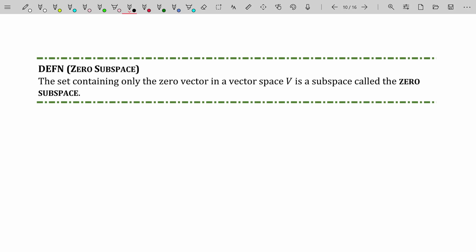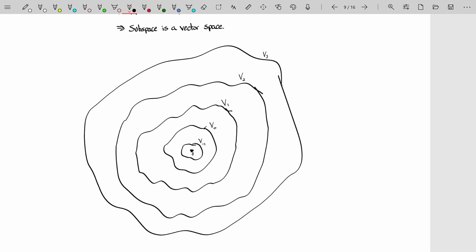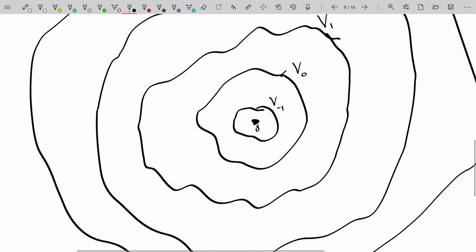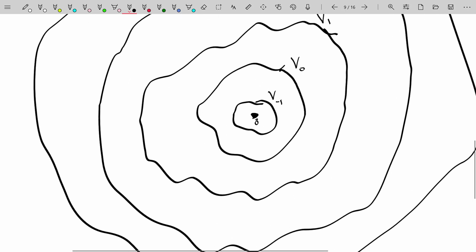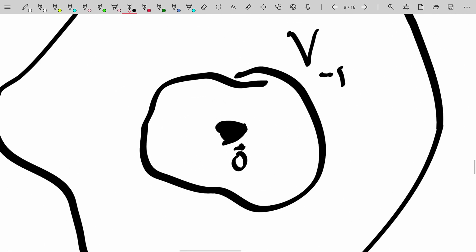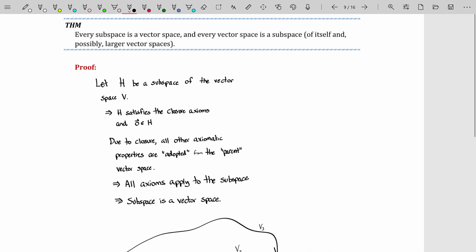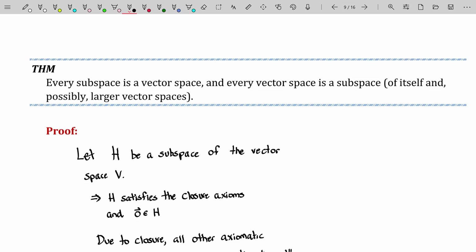So again, looking back at that picture, remember that every subspace has to contain the 0 vector, and every vector space has to contain the 0 vector. So if I had a bunch of containing or nested vector spaces, they would overlap, all containing the 0 vector. So I'd kind of zoom in and zoom in until the smallest such contained space is the 0 subspace. But that's a little more esoteric than we need. What's important here is that if you're handed a subspace, it's a vector space. And if you're handed a vector space, it's a subspace of at least itself, possibly larger vector spaces.